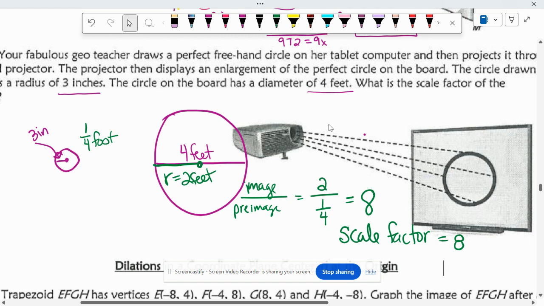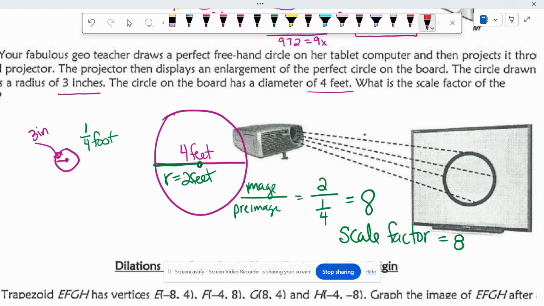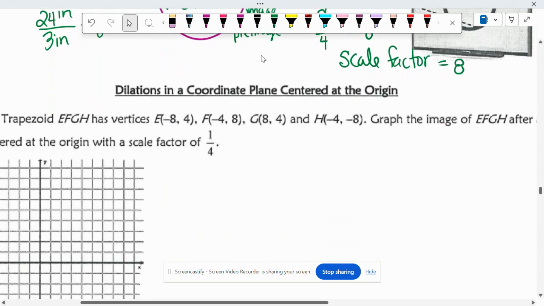Okay. So make sure that your units match. Could we have turned this 2 feet into inches? Yes. Yeah, that probably would have been easier. Maybe you would have seen it. 24 inches over 3 inches equals 8. Okay. All right, next one.